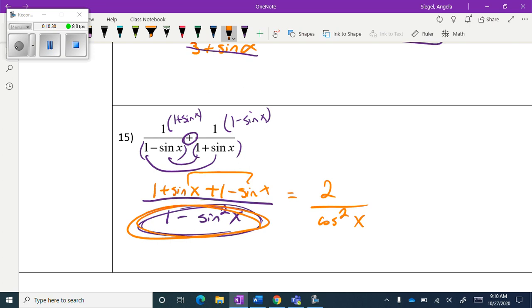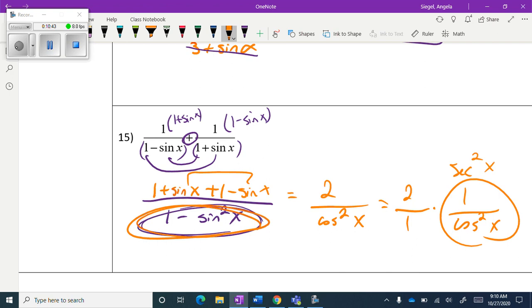Okay, do not leave them in fractions if at all possible. So if I pulled this apart and looked at it, this is the same thing as secant squared x. So my final answer is going to be 2 secant squared x. And we are done with lesson 1.